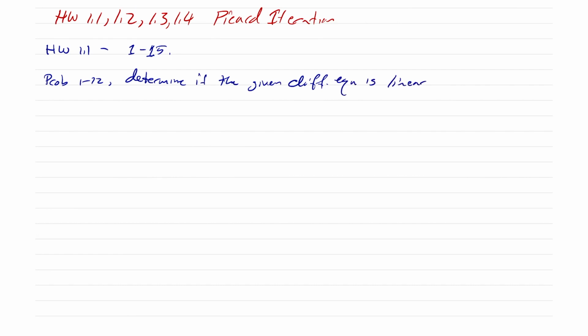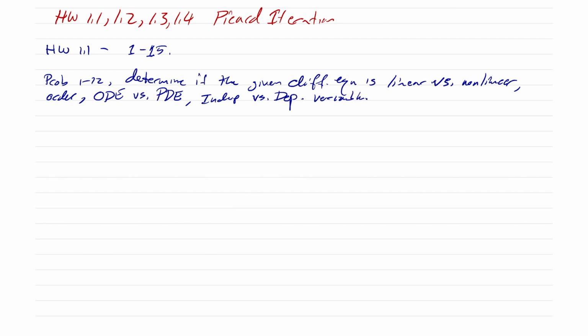Let's see. Out of homework 1, for section 1.1, this was problems 1 through 15. And this was mostly just definitions, right? For instance, in problems 1 through 12, they were asking us to determine if the given differential equation is linear versus nonlinear. They wanted the order. They wanted to know if it's an ODE versus a PDE. And find the independent and dependent variables. Okay, so we can talk about a few of those.